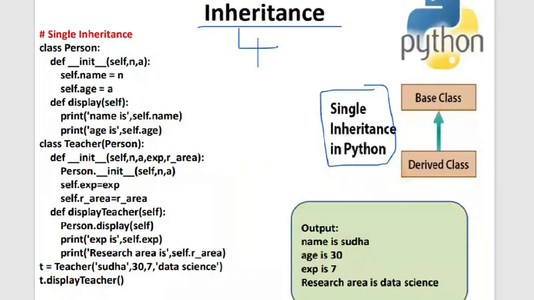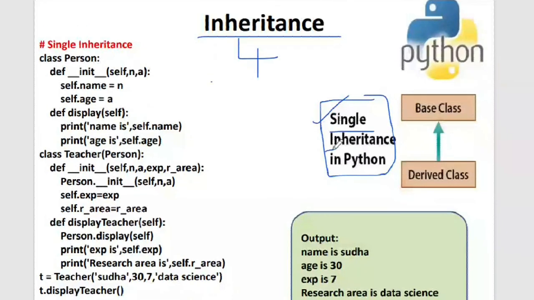The first is that it supports single inheritance, the second is multi-level inheritance, the third is hierarchical inheritance, and the fourth is multiple inheritance. What are the four types I told? The first type is single inheritance. This is an essay question, and you can expect it in your university examinations.